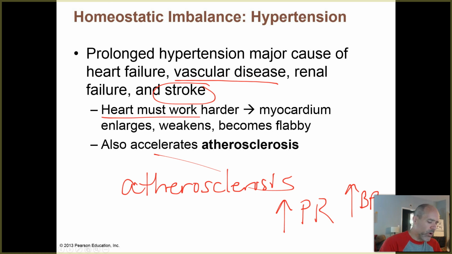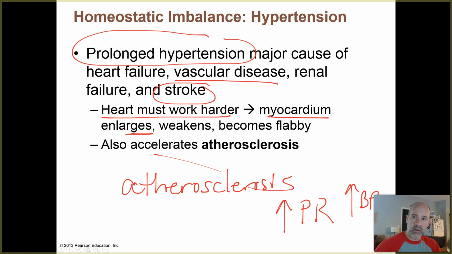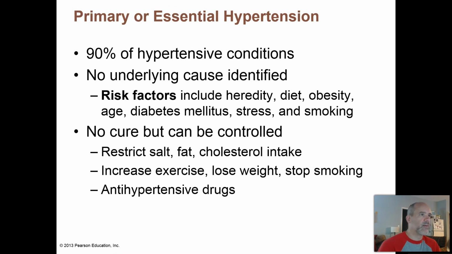When your heart has to work harder due to prolonged hypertension, it's fighting against that increased pressure in the aorta. The myocardium has to enlarge so that it can contract more forcefully to make that happen. But over time, it's going to weaken and it becomes flabby, and it's just not functioning quite as well as it used to.